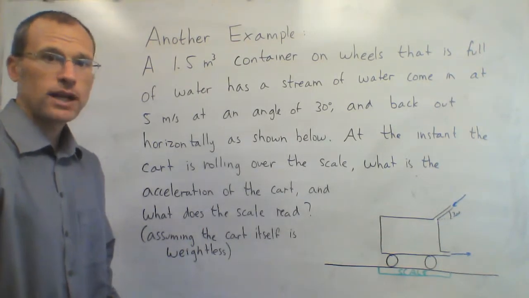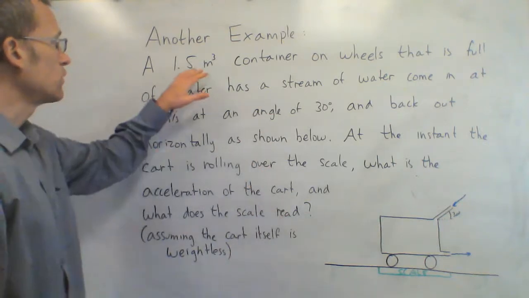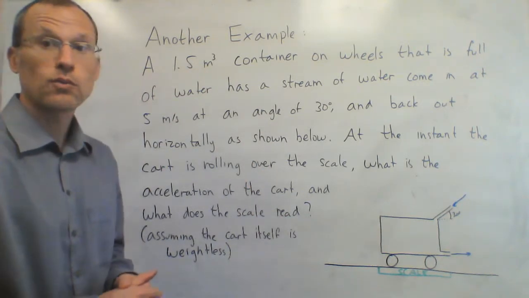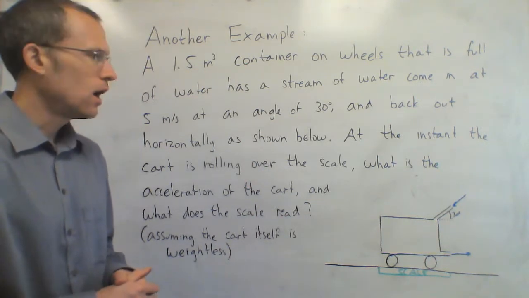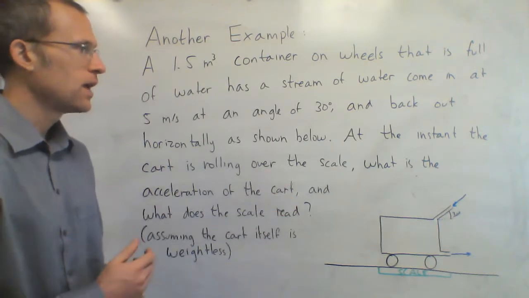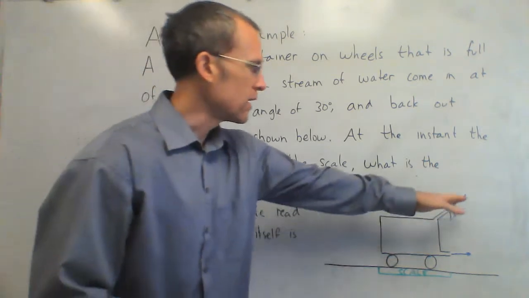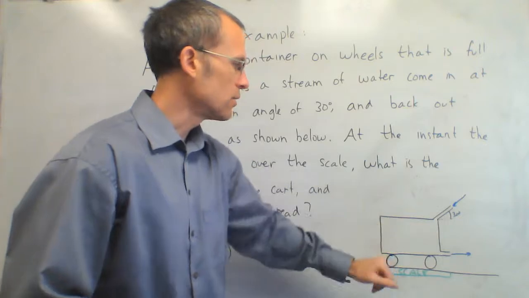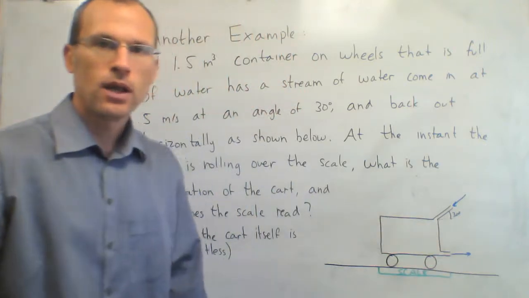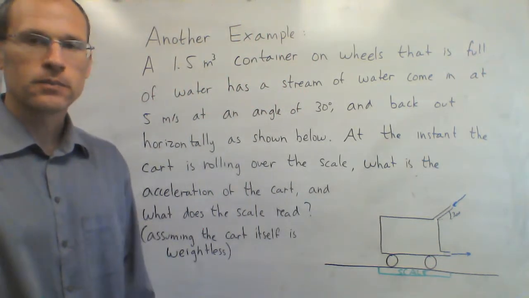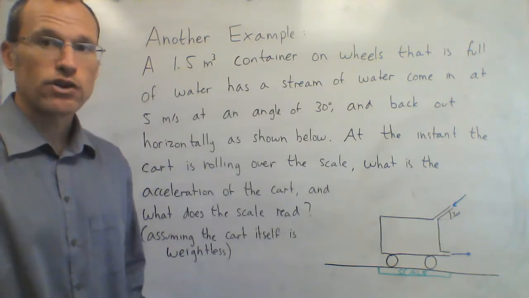So second example, I have a cart on wheels, total volume of 1.5 cubic meters, completely full of water, and then it has a water jet come in at a 30-degree angle into the top, and then the water shot out the back, straight out horizontally. And so I want to know what the acceleration of my cart is.